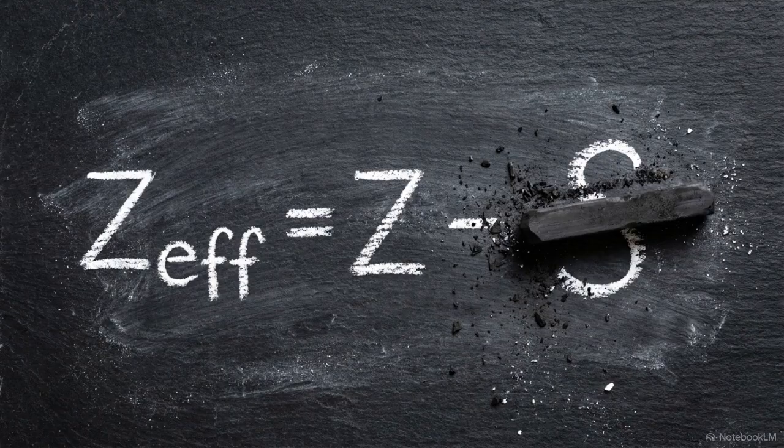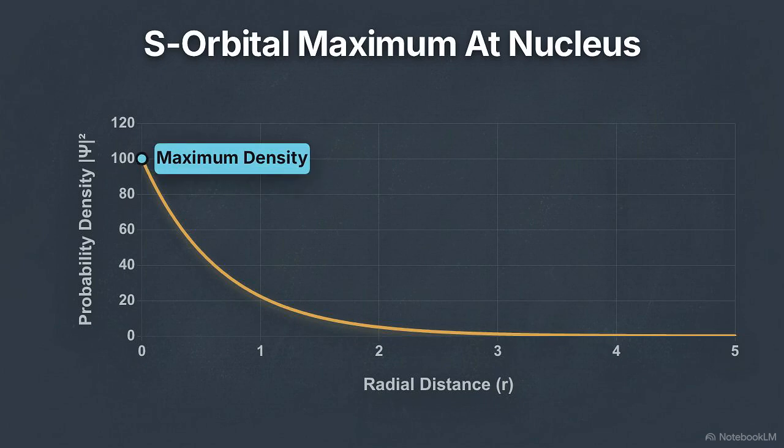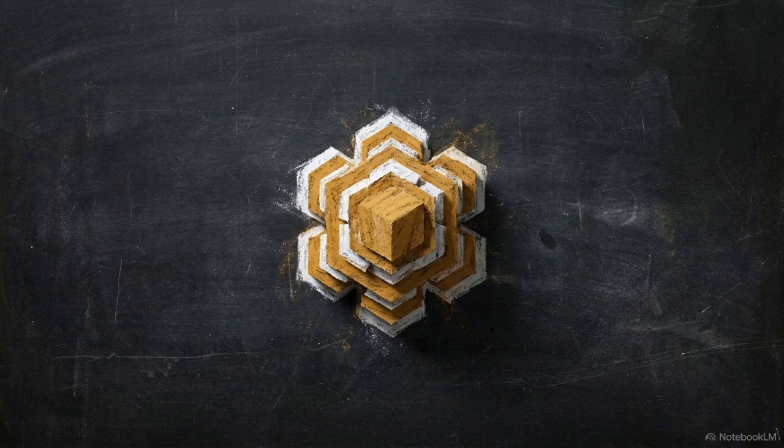The concept of effective nuclear charge functions as a mathematical convenience. It effectively obscures the physical variables that actually determine orbital stability. To understand the system, we must look at the wave function probability density. For an s orbital, this value is mathematically highest at the exact center of the nucleus. However, density at a single point does not dictate where an electron is likely to be found in three-dimensional space.